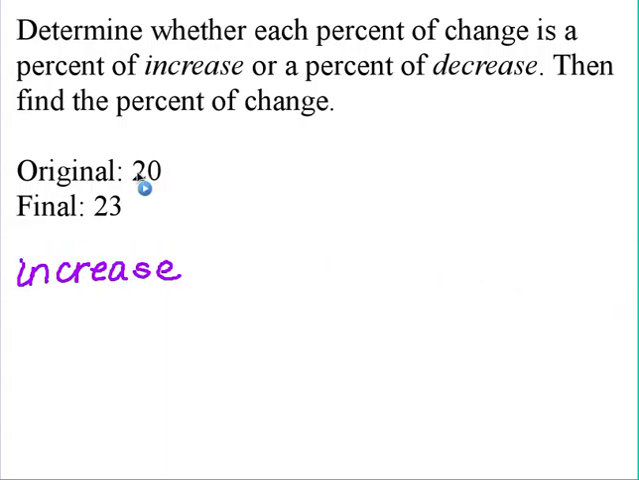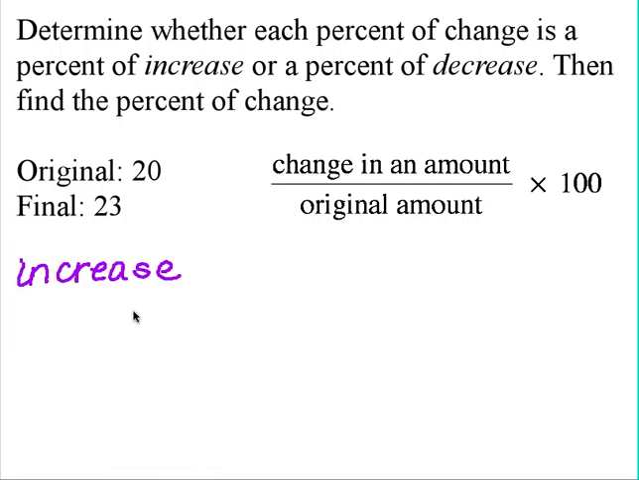Okay? And so now, here's the formula that we're going to use. Change in an amount divided by your original amount times 100. So what is the change in the amount between these two? It's 3. Divided by the original amount, which is 20, and I'm going to take that times 100. Now this one actually works out really slick, because if you write 100 as a fraction, 100 over 1, what do you notice?